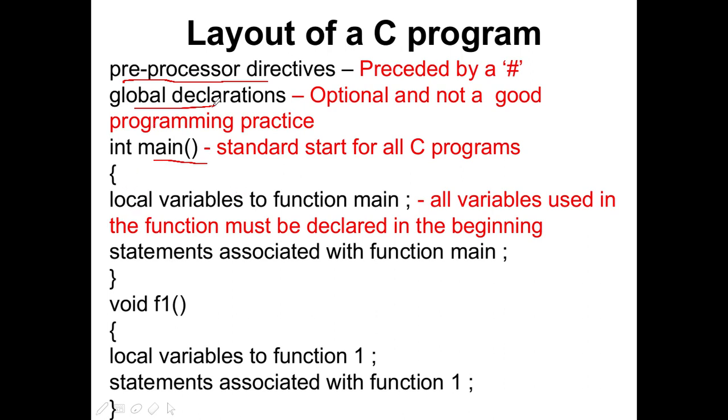And here is the global space, where a variable can be accessed from anywhere, even from other functions; then we call them global declarations. Whatever variables you want to be local to main, you have to declare within the curly braces at the start. These are the local variables of function main. And statements associated with the function should end with a semicolon.